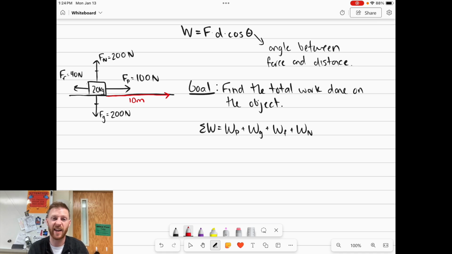So I have a bunch of forces, I have a distance, and we're going to figure out what that cosine theta means. But let's start, we're going to work in order here. So let's find the work done by the pushing force.